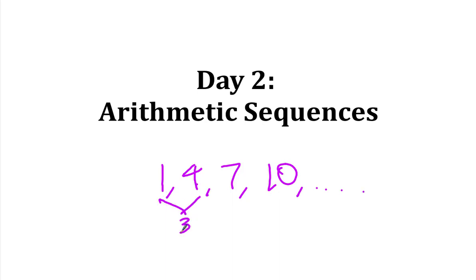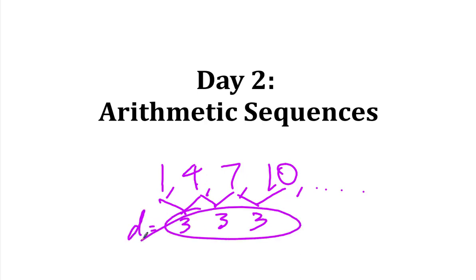So 4 minus 1 is 3. 7 minus 4 is 3. 10 minus 7 is 3. This indeed would be an arithmetic sequence. We call this value right here the common difference. So this would indeed be an arithmetic sequence.